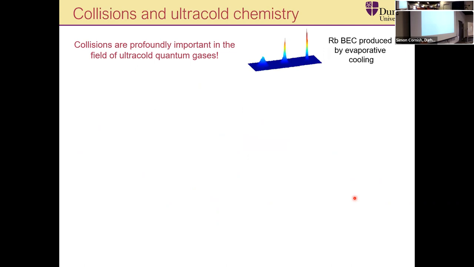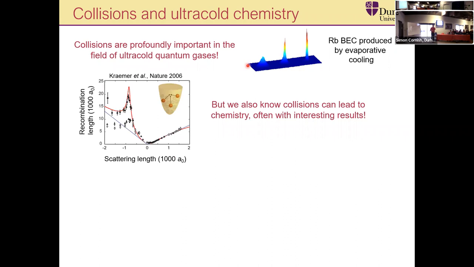We've already heard quite a bit about collisions, so I'm going to tell you a little bit more. Of course, I come from still thinking of myself as an atomic physicist. And in the field of ultracold, we know that collisions are profoundly important. They're the basis of evaporative cooling and generating Fermi gases. We also know that they can lead to interesting results. This is Efimov physics, three-body Efimov physics, and that was observed first in Innsbruck with cesium.